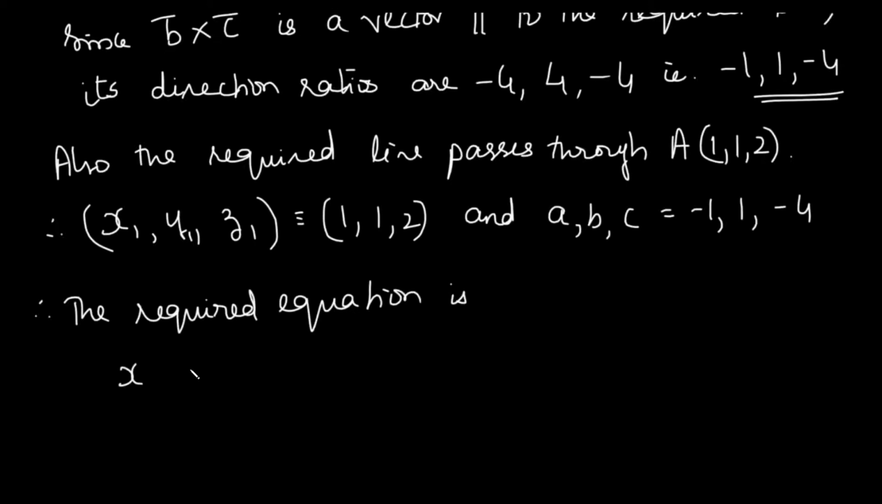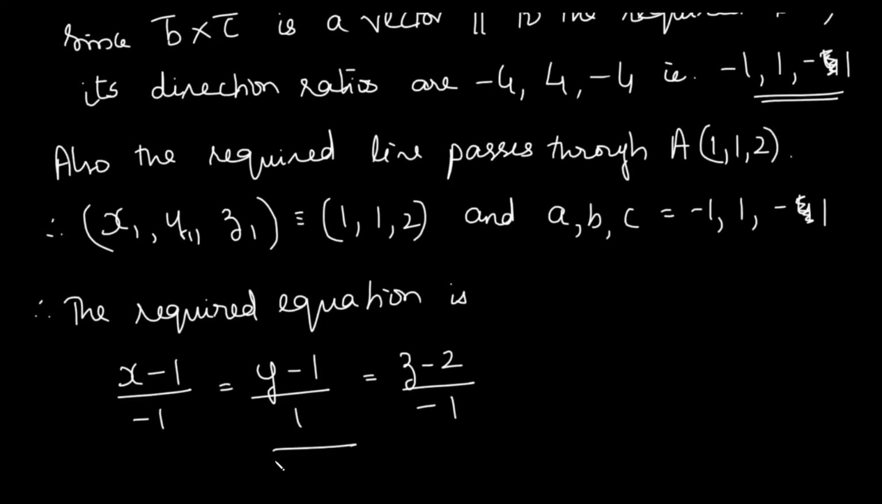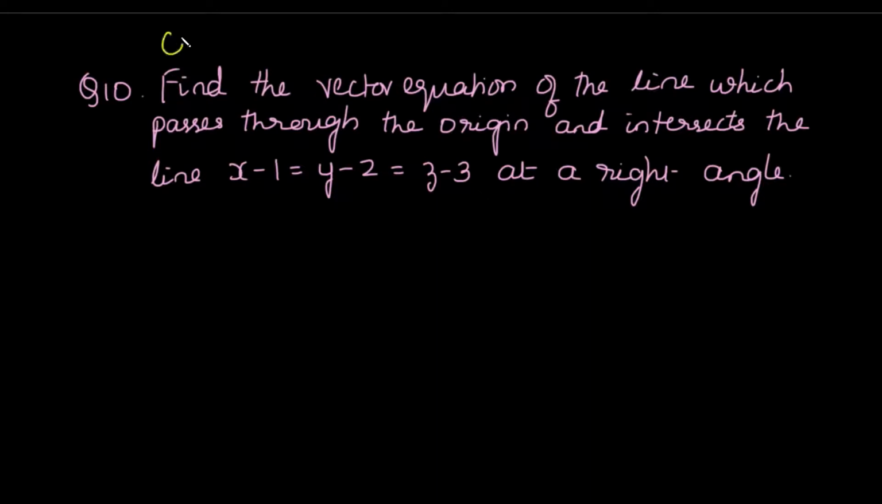x minus x1, that means x minus 1, upon a which is minus 1, is equal to y minus 1 upon 1, which is equal to z minus 2 upon minus 1. Here I made a mistake earlier: when we divide everything by minus 4, it should be minus 1, 1 and minus 1, not minus 4. So this becomes the required Cartesian equation of the line. Question number 9, which is very similar to question 8, can be done as an assignment.